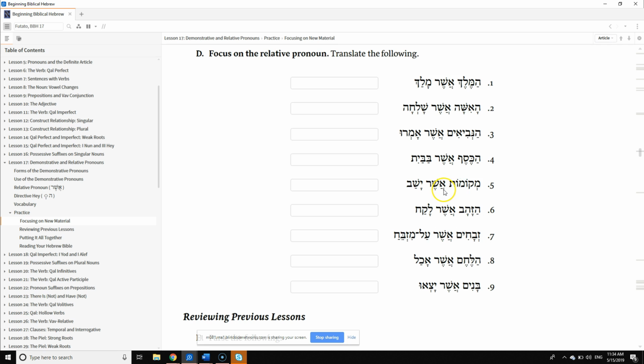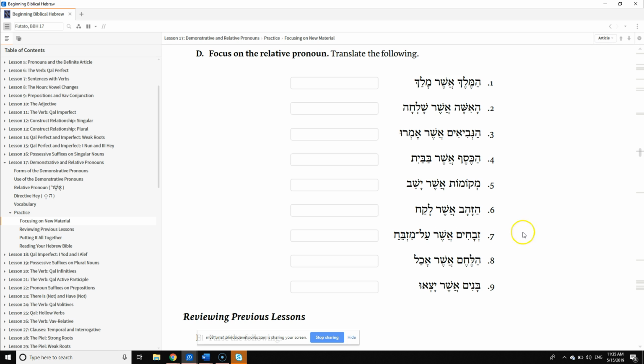This would be a situation where you can either translate this as places at which he dwelt, places in which he dwelt, or you could translate asher as where, places where he dwelt. Yeshav could also be he sat. So places where he sat, places in which or at which he sat. Again, asher could be very flexible in how it's translated. Number 6, we've got hazahav asher lakach.